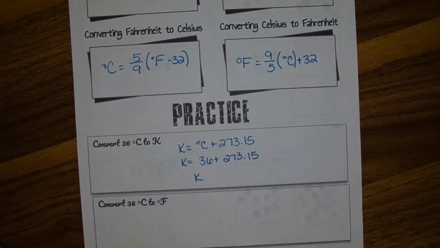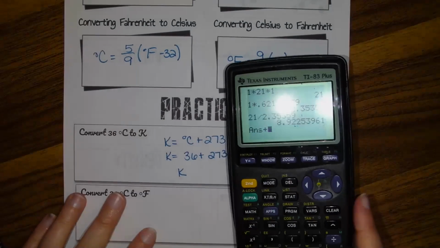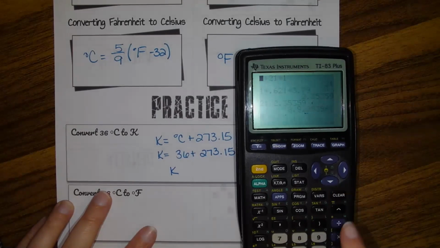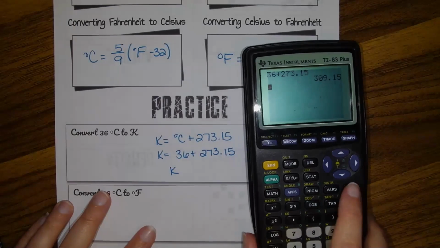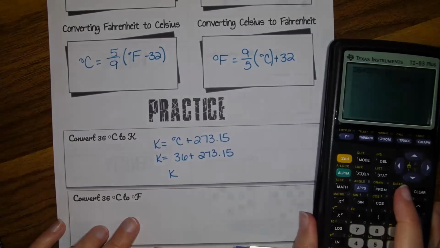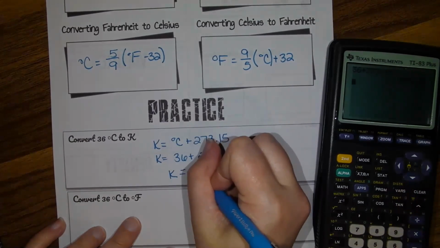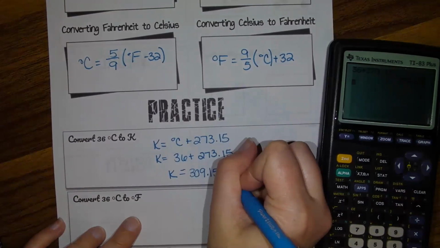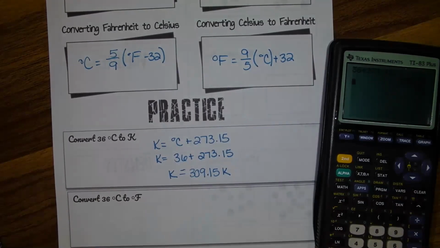So if we add together 36 plus 273.15. And remember, for now we're going to put all of the decimals down when we do these temperature conversions. Okay, so 309.15 degrees Kelvin. That's around 309.